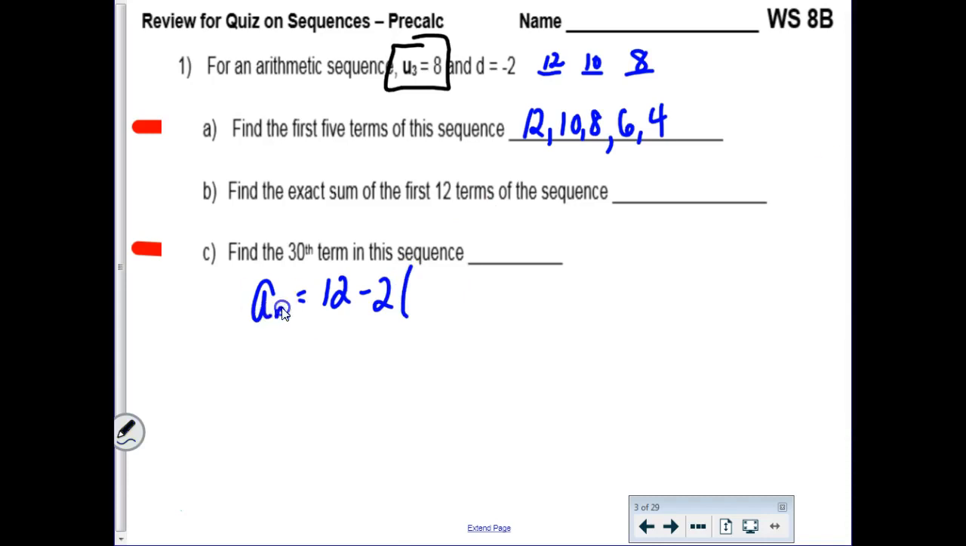And then because we want the 30th term, let's just go ahead and cut out the middleman and plug a 30 in right here. So what does that come out to? I don't have my key in front of me. Can someone do that for me? -46 sounds lovely.